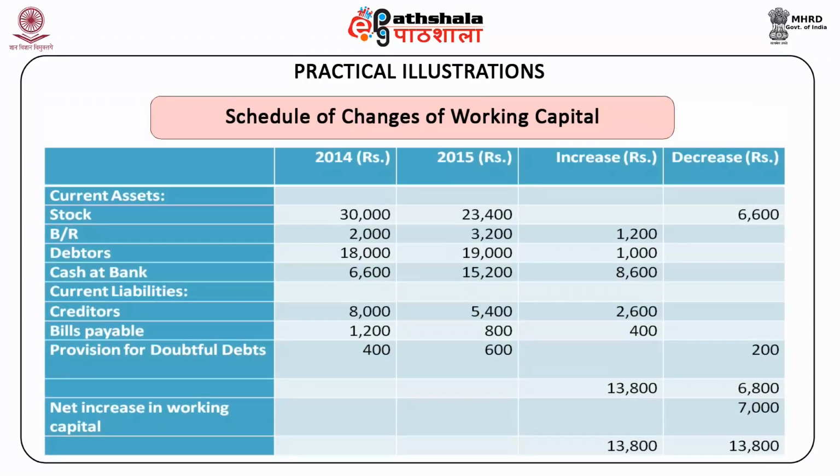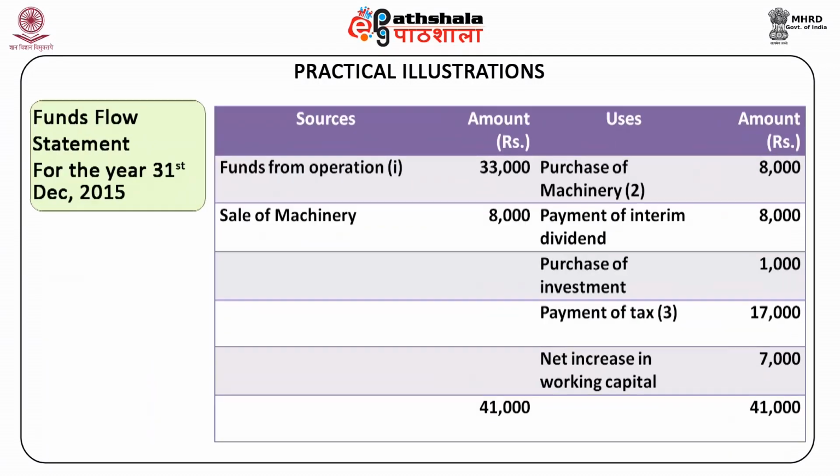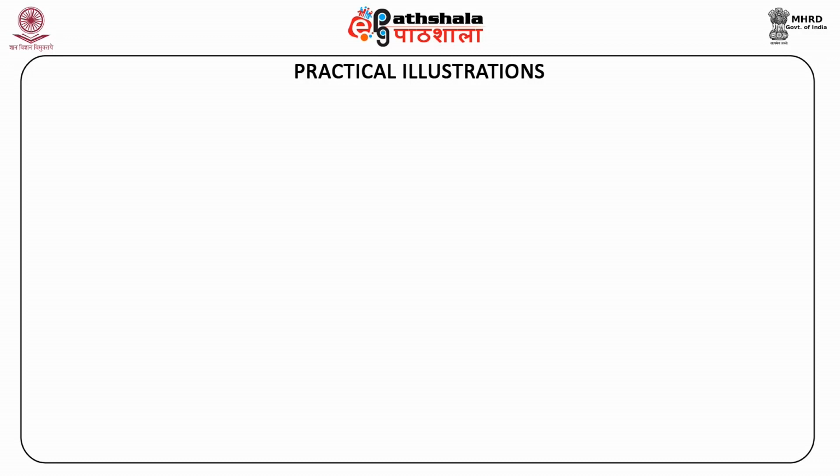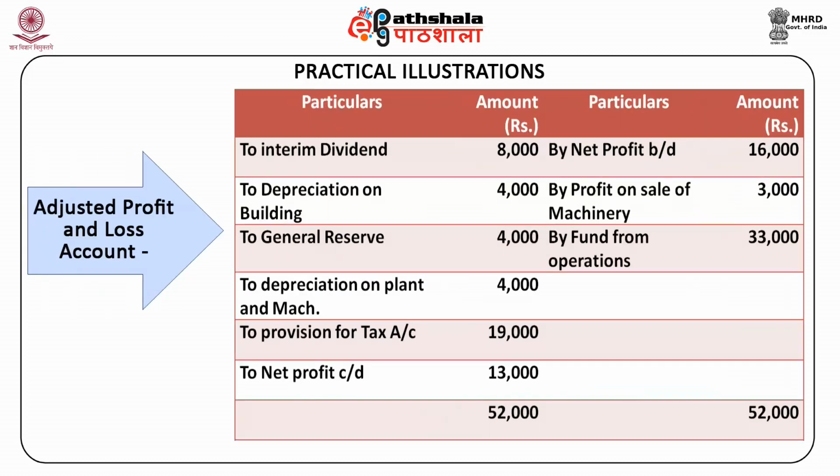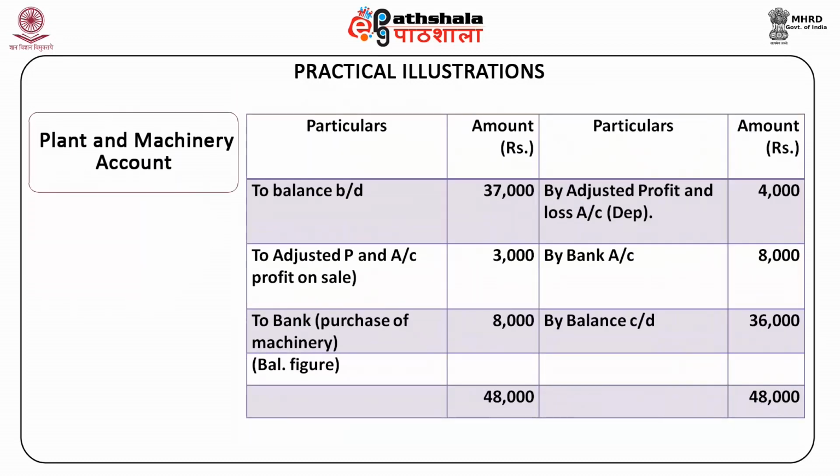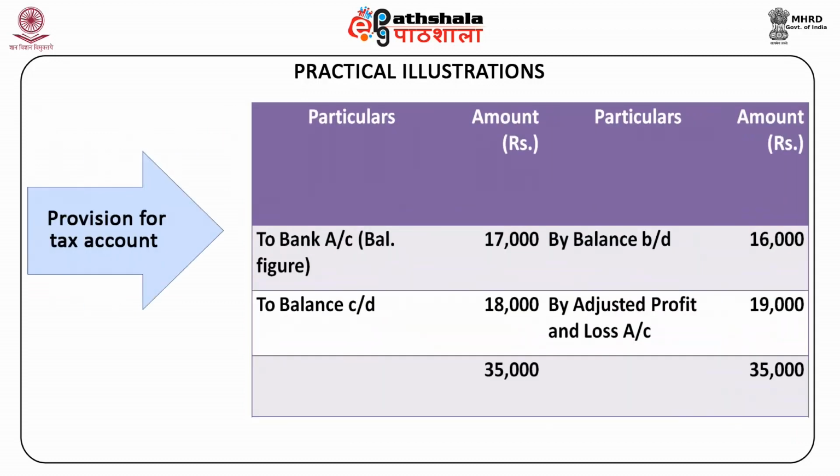Schedule of changes of working capital. Funds flow statement for the year 31st December 2015. Working notes: adjusted profit and loss account, plant and machinery account, provision for tax account.